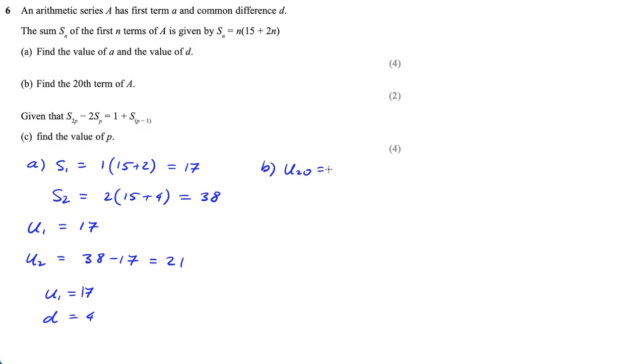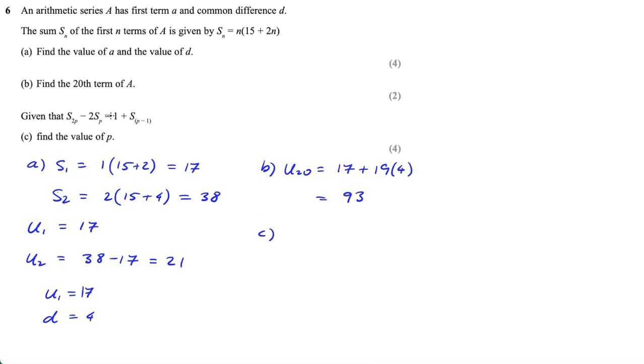Okay, part B. Find the 20th term. U20 is U1 plus n minus 1 d. So that's 17 plus 19d, or 19 times 4. 17 plus 19 times 4. 19 times 4, guys, is 76. 76, 86, 93. This is 93.